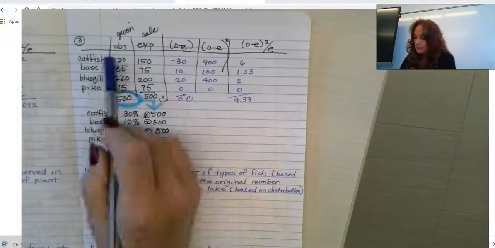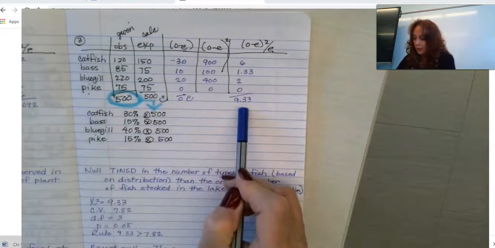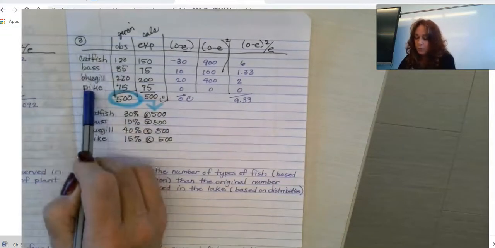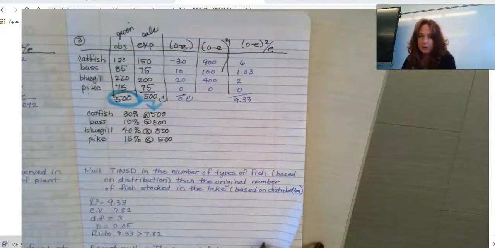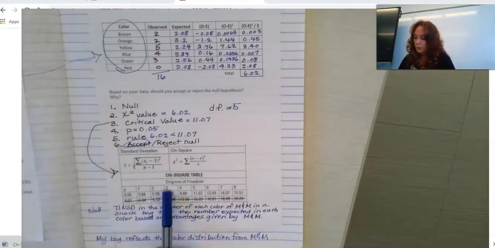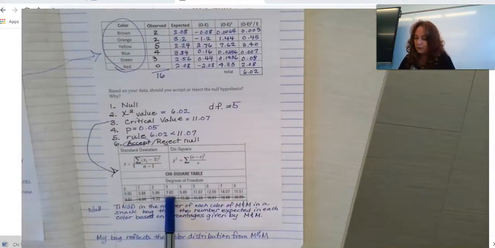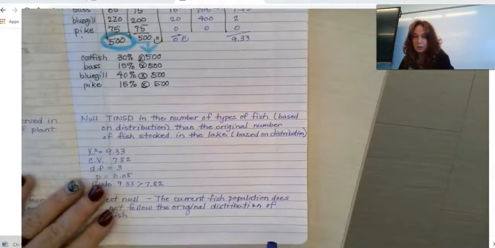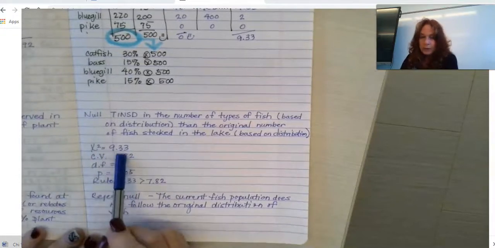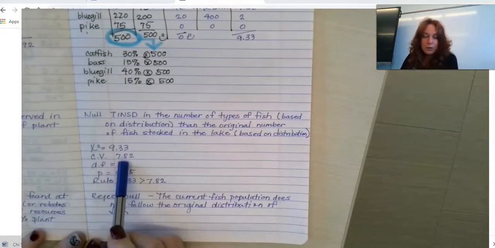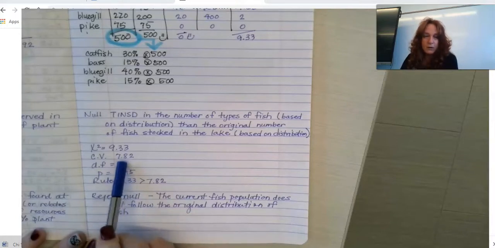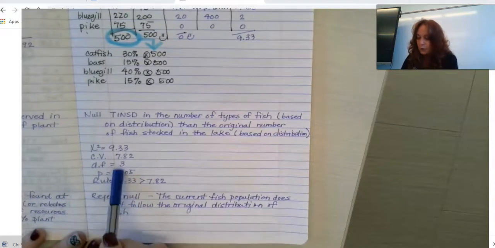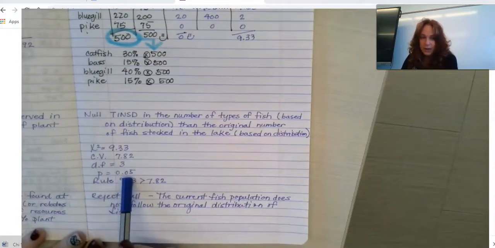So I did my math. I ended up with 9.33. There's 4 types of fish, so degrees of freedom are 3. So if I go here, 3 degrees of freedom, p-value of 0.05, your cutoff is 7.82. Well, that's bigger. So 9.33 for chi-square. Here's your cutoff value, your critical value. Anything over this means that your data would not fit. And I let people know that I used 3 degrees of freedom and 0.05, so I'm 95% confident in this answer.